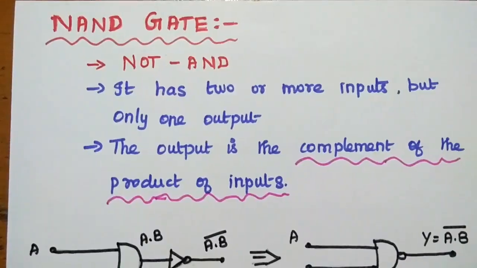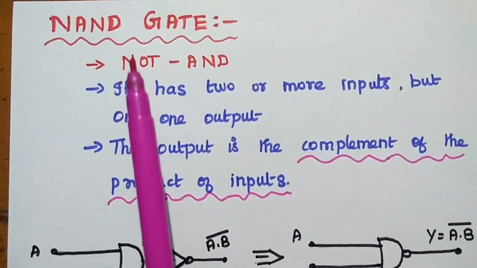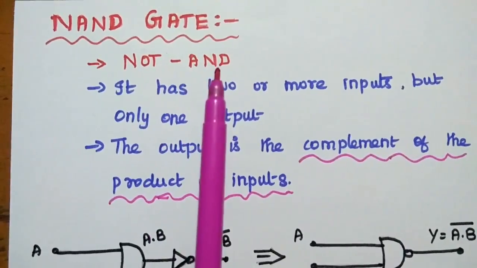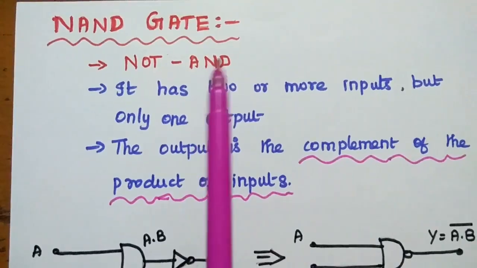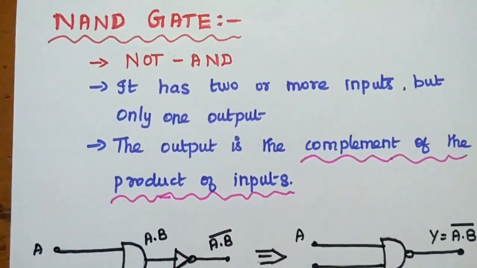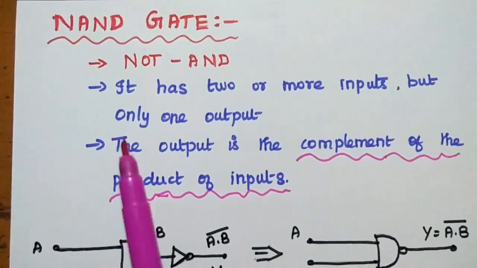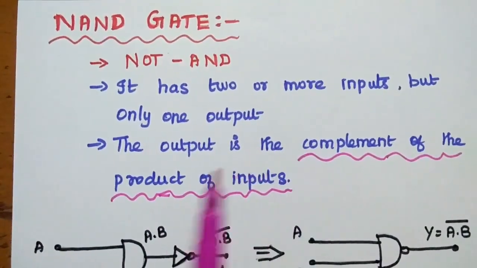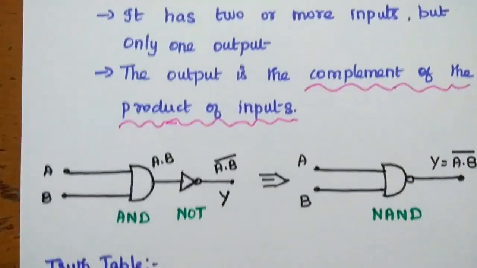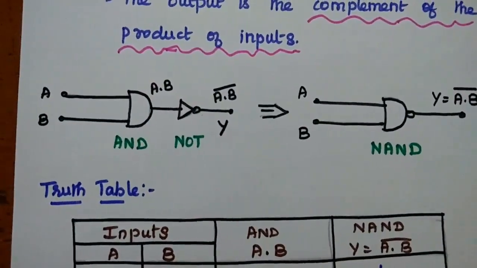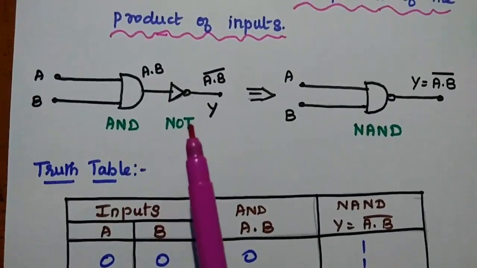Okay. So next one is the NAND gate. The NAND gate is the combination of NOT and AND. That means it is the complement of the AND operation. It has two or more inputs but there is only one output. That output is the complement of the product of the inputs. Okay. So here this is the symbol of the NAND gate. So the NAND gate is the combination of an AND gate and a NOT gate.